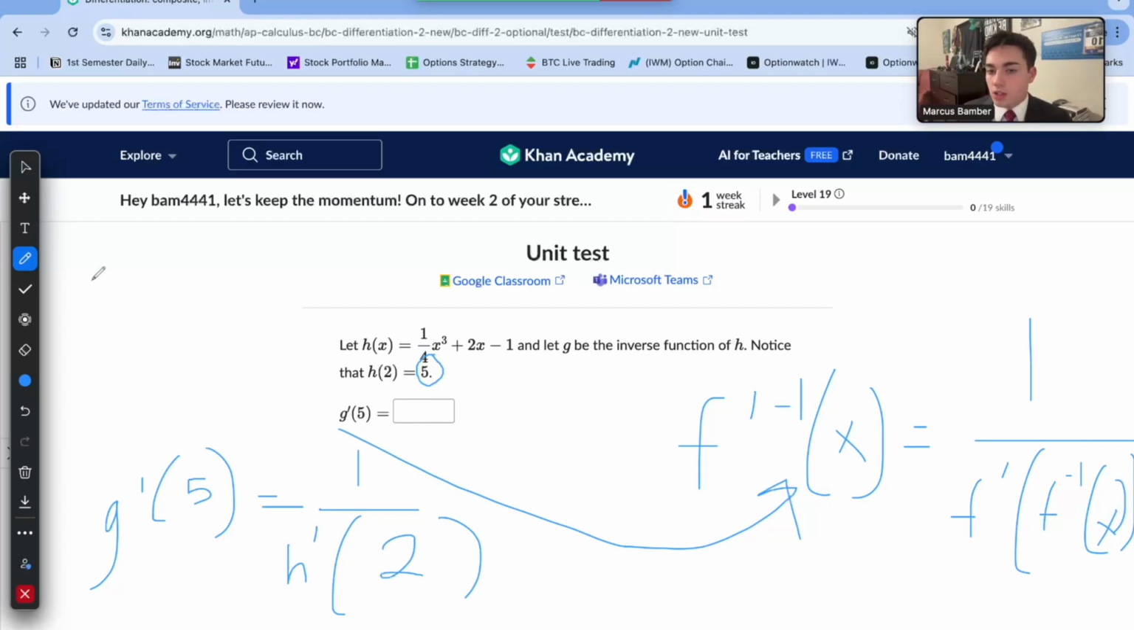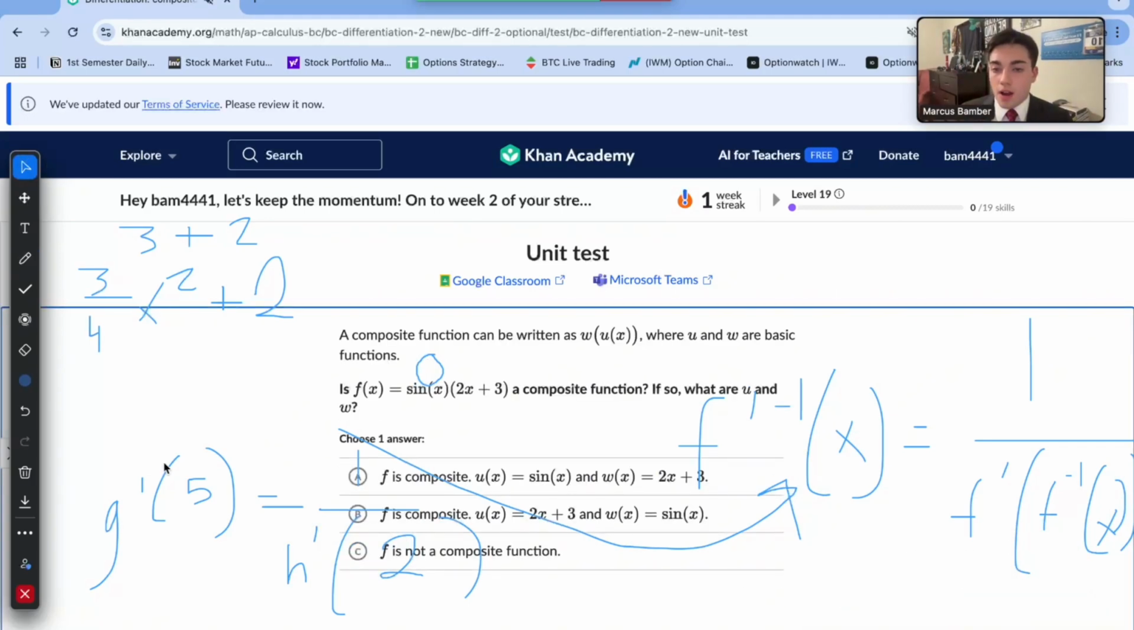Okay, derivative of h, we have 3 over 4 x to the power of 2 plus 2. We're going to substitute in 2 here. 2 squared is 4. We get 3 for this part plus 2. 3 plus 2 is 5. So then we take 1 over 5, and that is the answer here. Just 1 over 5. All right, on to the next.